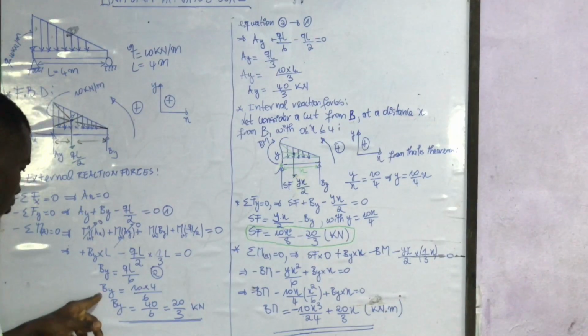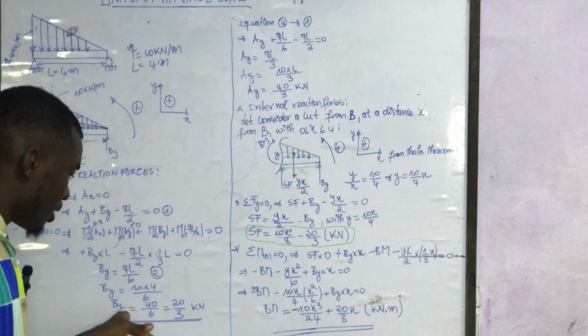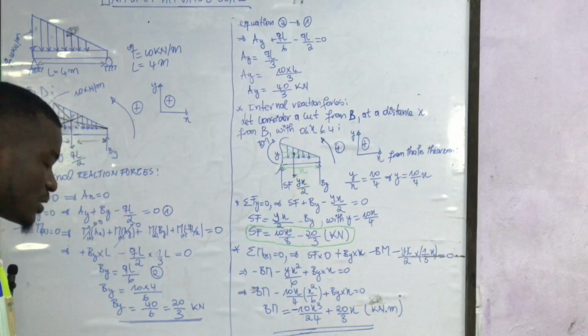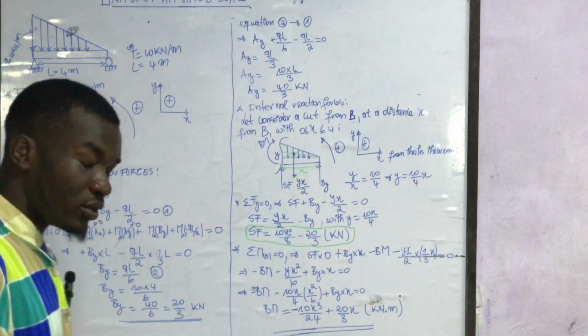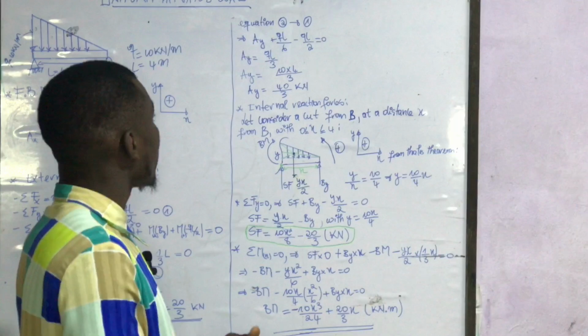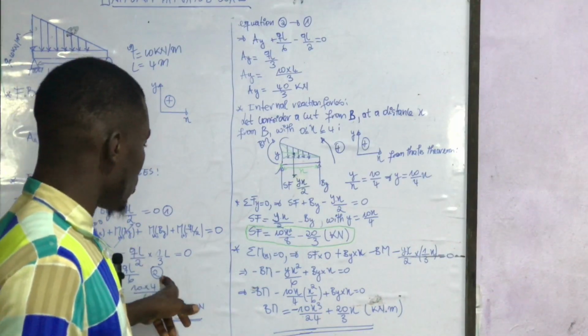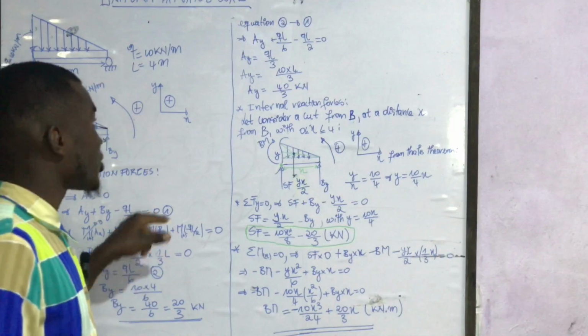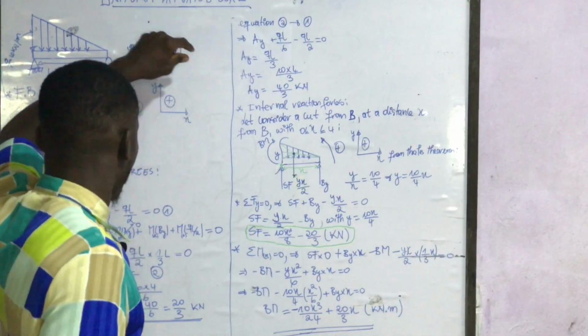Now we come out with By, which is finally equal to QL divided by 6, which we name equation 2. By doing numerical application, we come out with By, the reaction force, equal to 20 divided by 3 kilonewton. Okay, so now we take equation 2, which is By, and substitute it in equation 1 to have the reaction force Ay also.